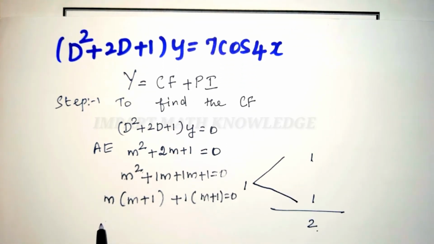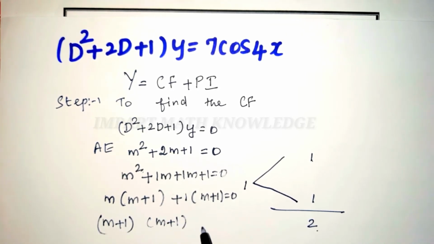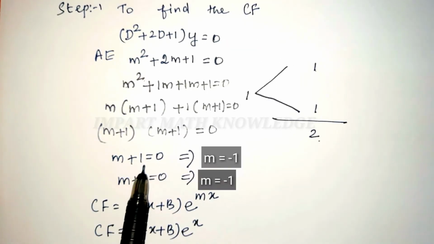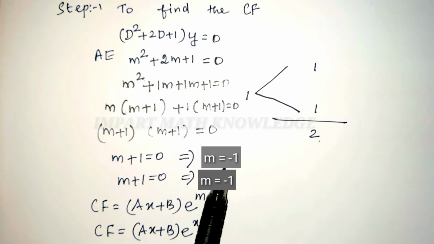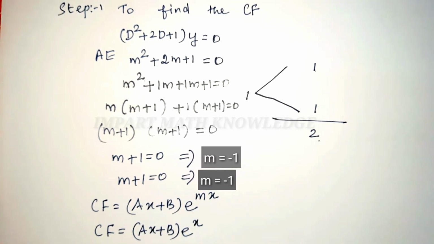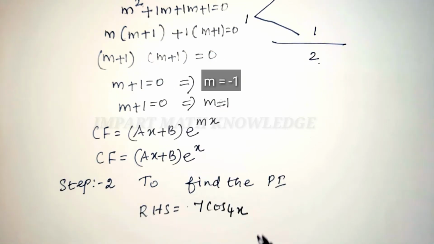Now this can be written as m plus 1 whole square is equal to 0. m plus 1 is equal to 0 implies that m is equal to minus 1. Here the roots are real and same. So the complementary function is (ax plus b) e power mx. Here m value is minus 1. So complementary function is (ax plus b) e power minus x.